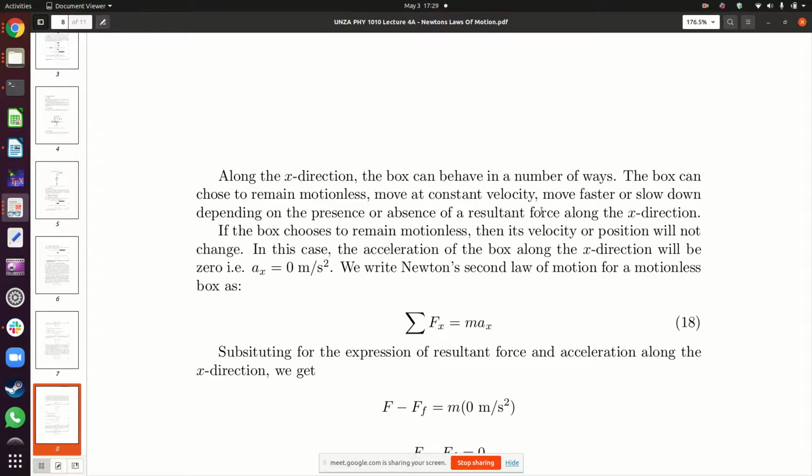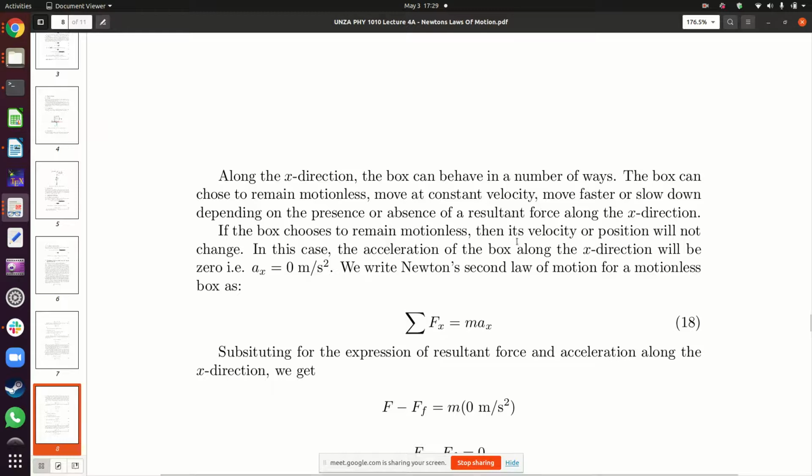We've got a case when the box could remain motionless. We've got a case when the box could move at constant velocity. Then the case where the box could move faster or the box could slow down. In the first two cases, where the box remains motionless or moves at constant velocity, the acceleration along the x direction will be 0. If the box velocity increases or reduces, then there is acceleration there. And whenever there is acceleration, we want to find out what the acceleration is.